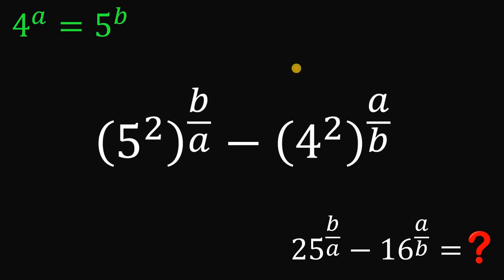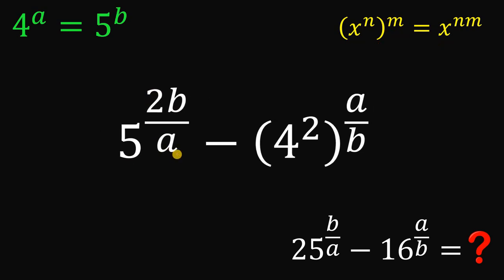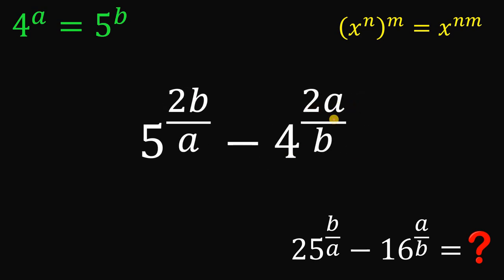Now, what we're going to do here is to apply this law of exponent. If we have x raised to the power of n raised to another power m, it must be equal to x raised to the power of n times m. So 5 raised to 2 raised to the power of b over a is simply equal to 5 raised to 2b over a, or simply 2 multiplied by b over a. Same thing with 4 raised to 2 raised to the power of a over b. This can be written as 4 raised to the power of 2a over b.